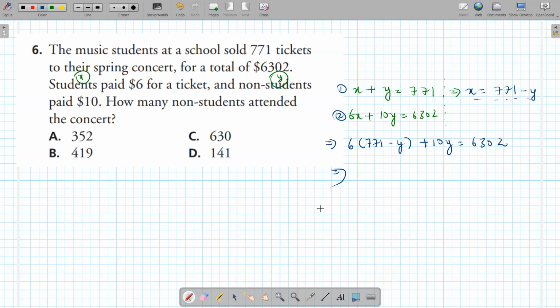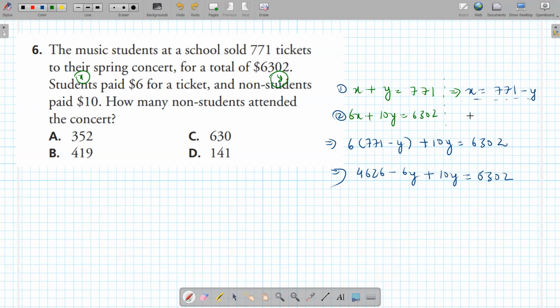You open the brackets. 771 times 6, which is 4626 minus 6y plus 10y equals 6302. You could have absolutely substituted for y here as well. We did it for x, but you could have done it for y.